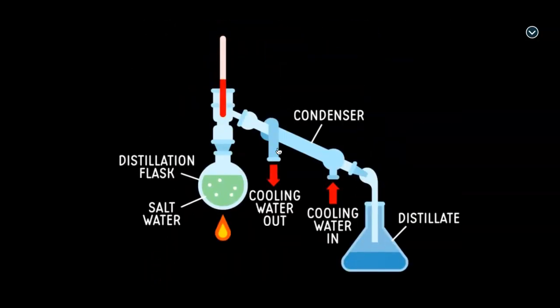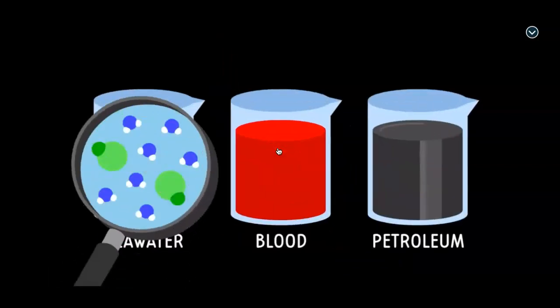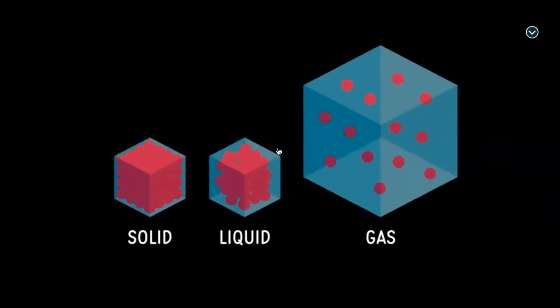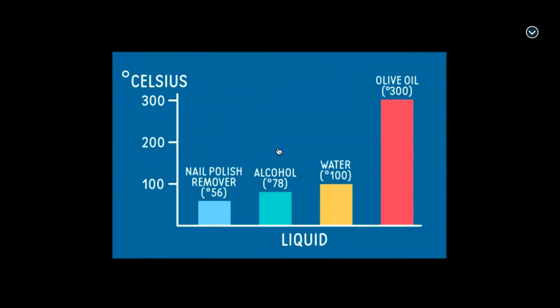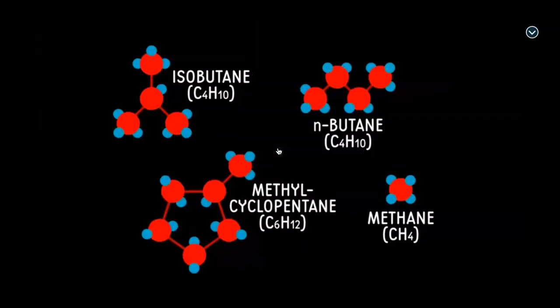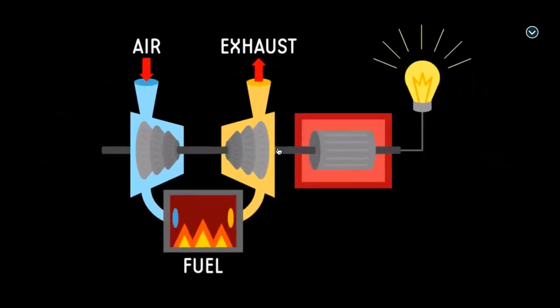But not all mixtures are so easy to unravel. In some of those cases, we can exploit the differences between physical properties within a mixture, like particle size, density, or boiling point, to extract what's required. Take petroleum, a mixture of different types of hydrocarbons. Some of these are valuable as fuels, and others make good raw materials for generating electric power.